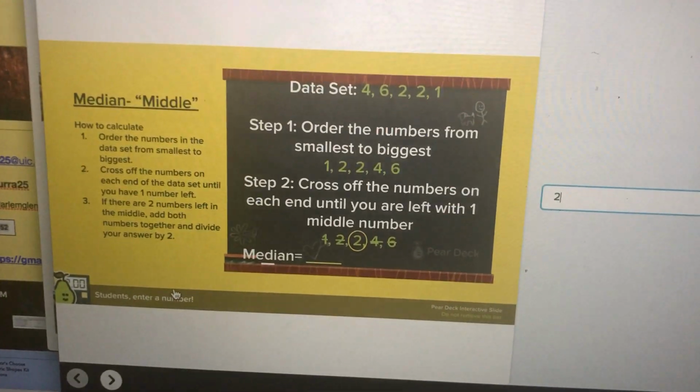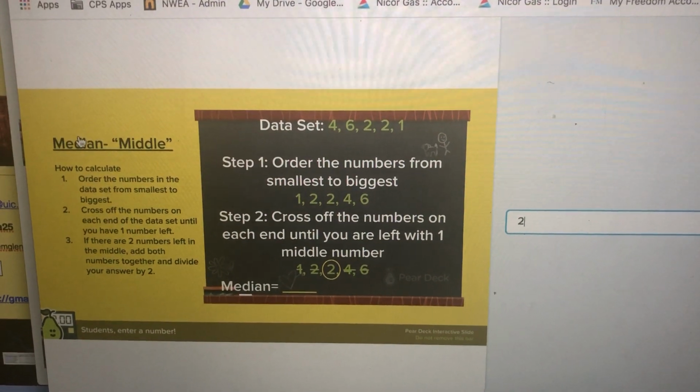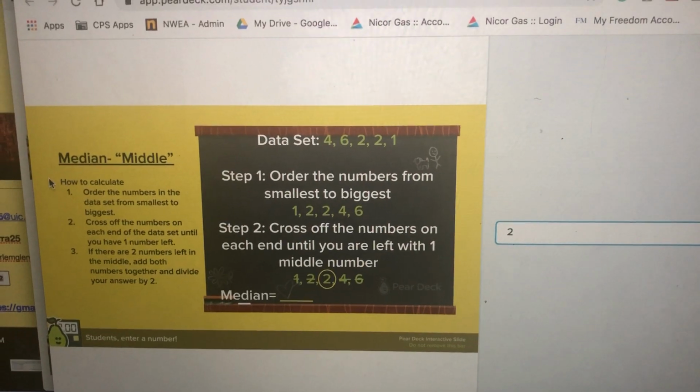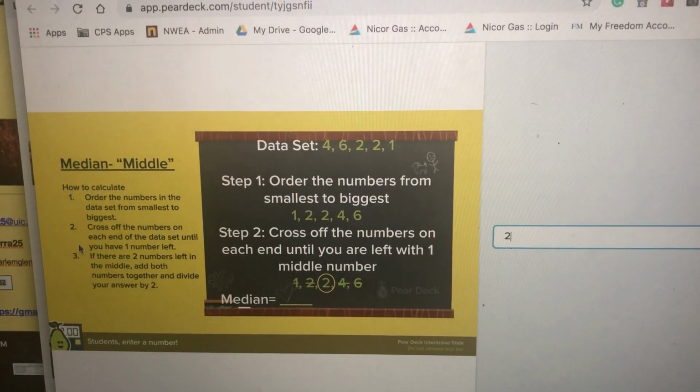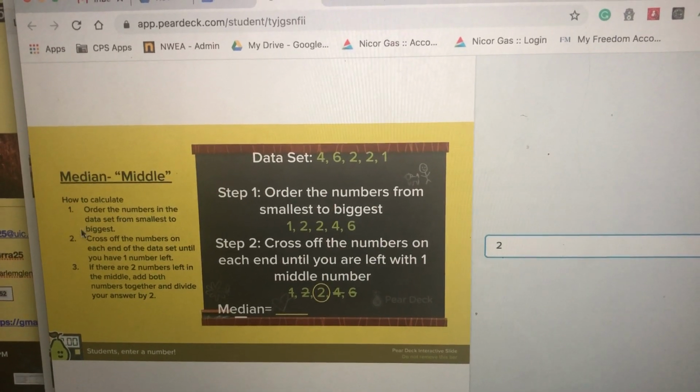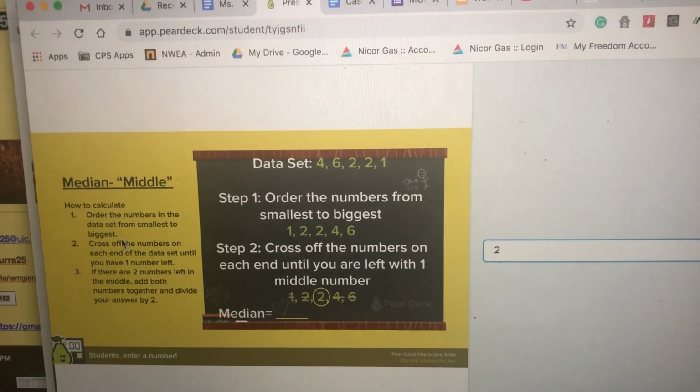Okay, what is the median? Another way of thinking about the median of a data set is the middle term. How do I calculate the median? There are 3 steps. Step number 1 is you order the numbers in the data set from smallest to biggest.